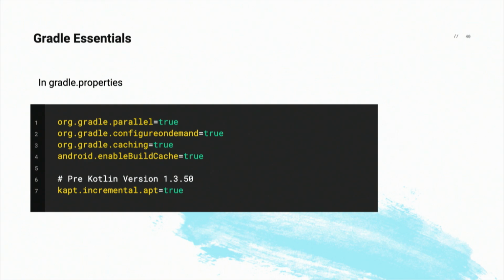As of or pre-1.3.50 of Kotlin, it wasn't incremental. If you're using the latest version of Kotlin, that's now standard, so you'll get incremental builds there, which is fine.